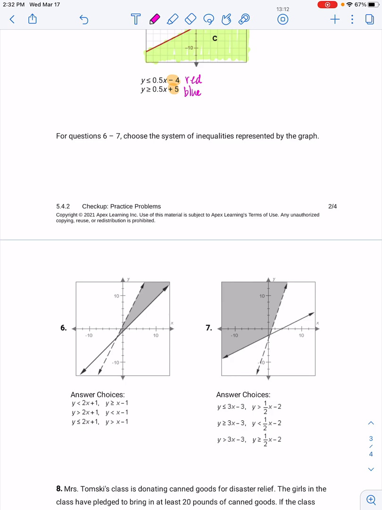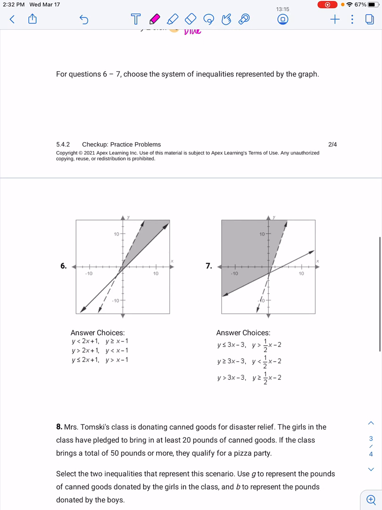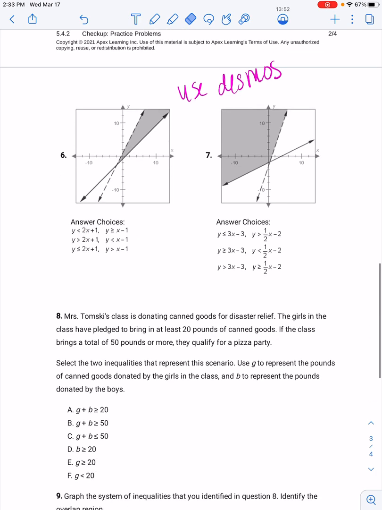All right, number 6 and 7 now is where you have to choose the system of inequalities represented by the graph. Again, I would recommend that you use Desmos. That would be the more efficient and quick way to choose your answers for these ones, because there are so many options. So I'm not going to do these ones, I'm going to have you do those on your own, but just use Desmos. You're going to type in each set of answers and then compare the graph to what you have. And then do the same for number 7.